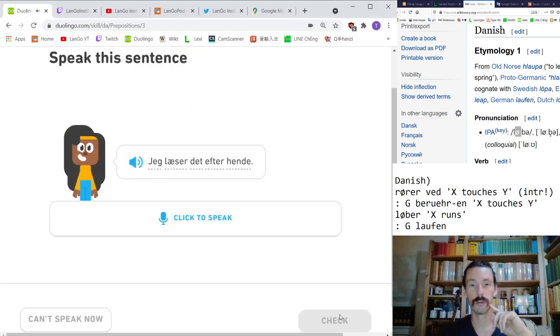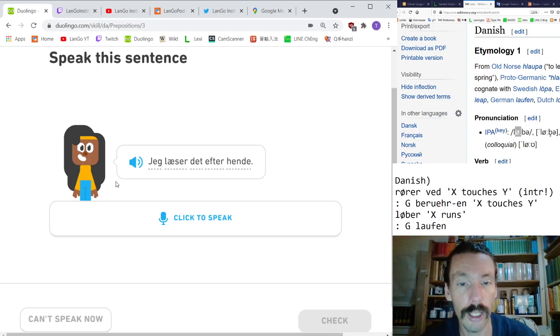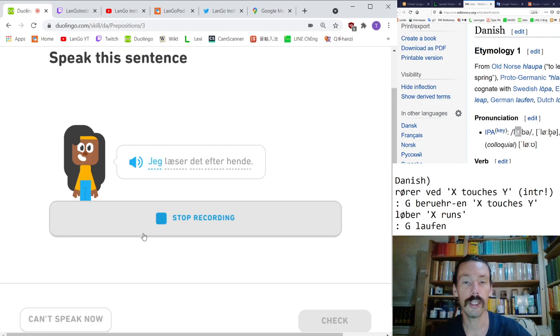Jeg læser det efter hende. Or that was just the regular Frankish outcome. Jeg læser det efter hende. I read after her. Jeg læser det efter hende.